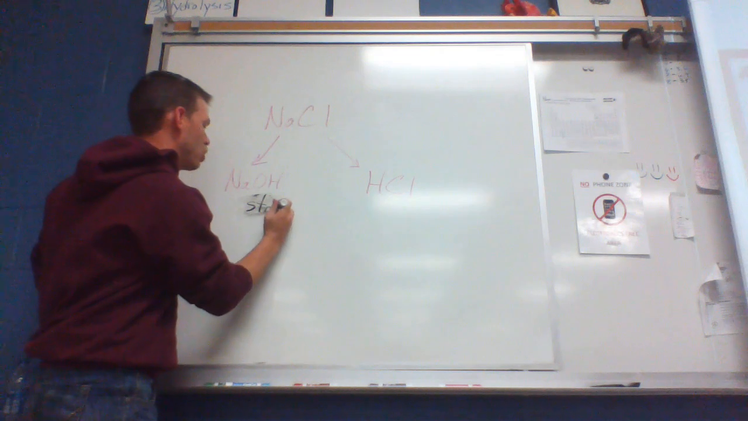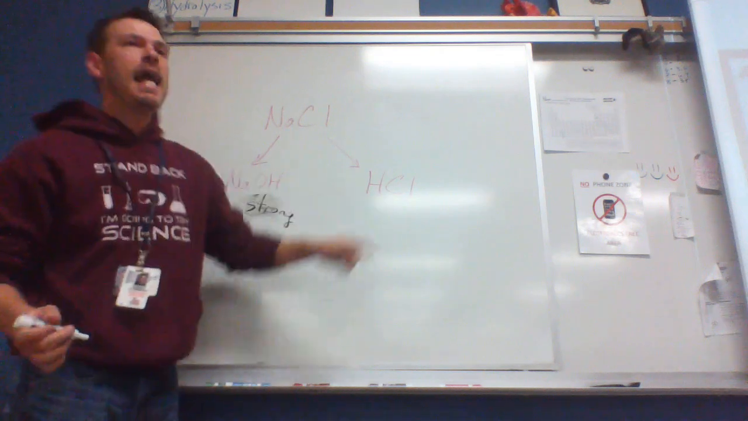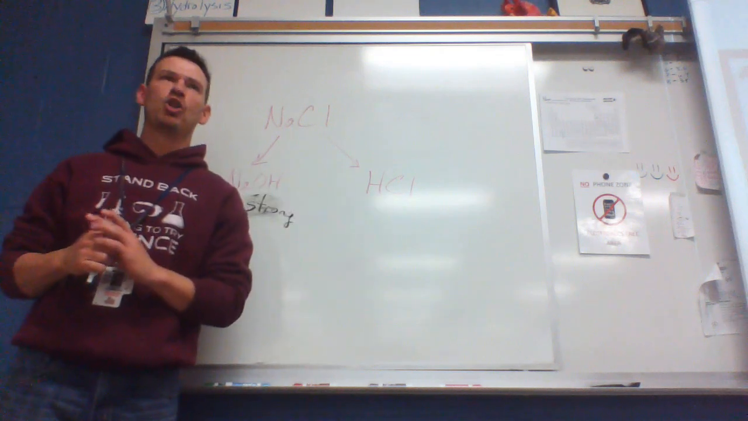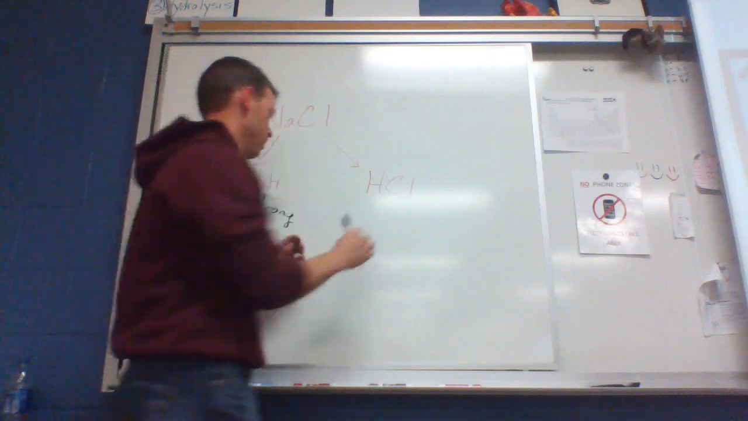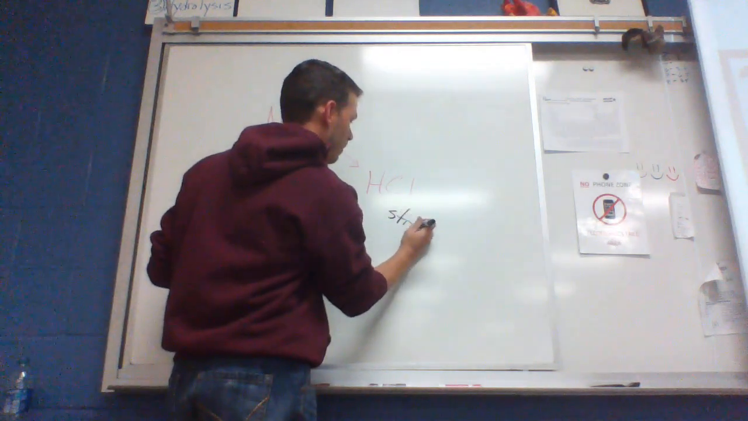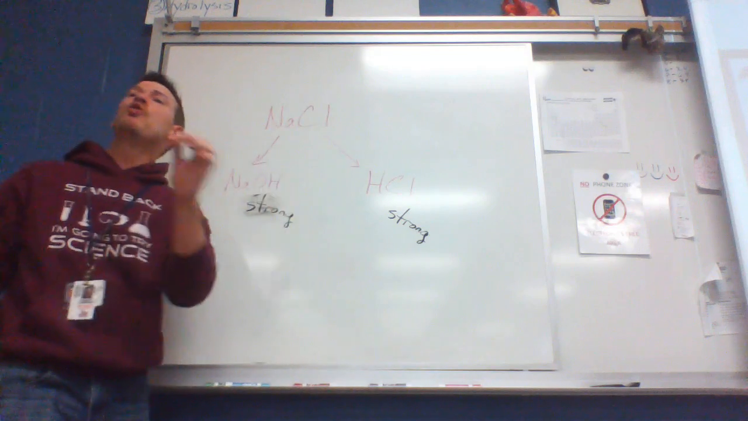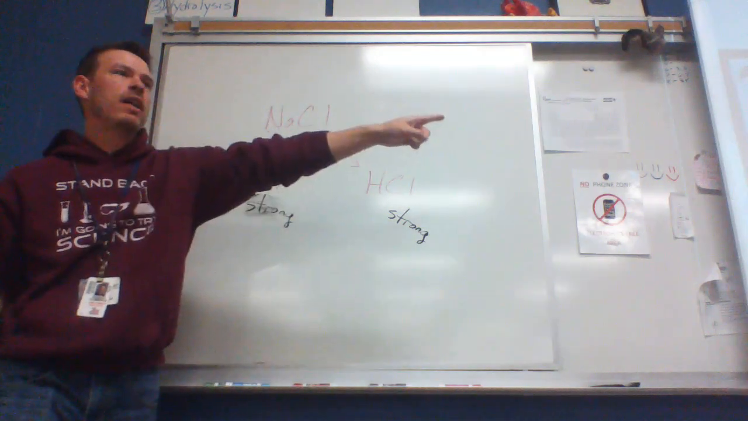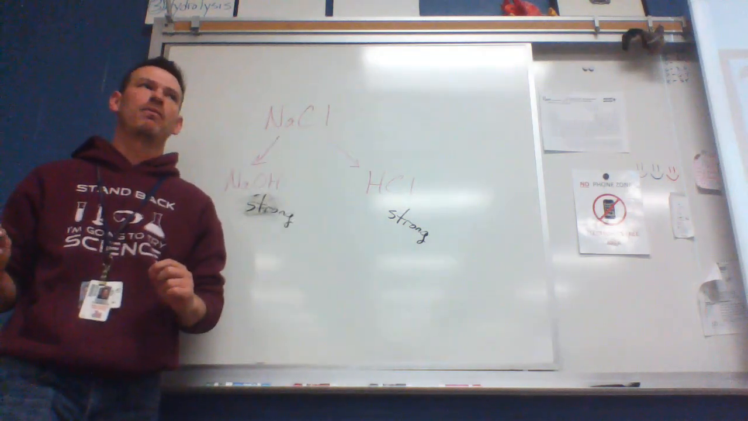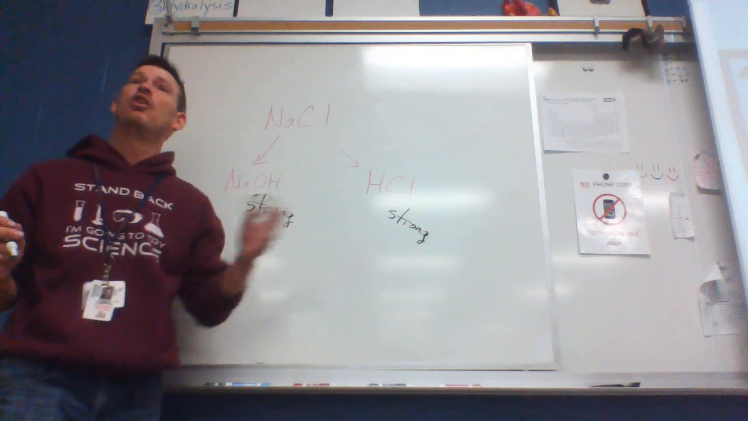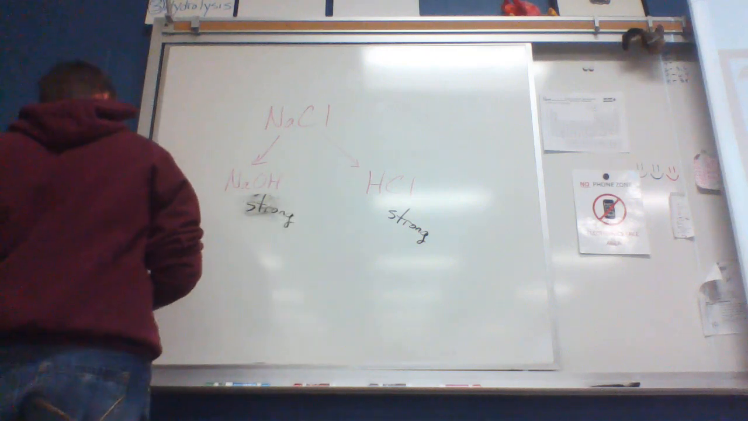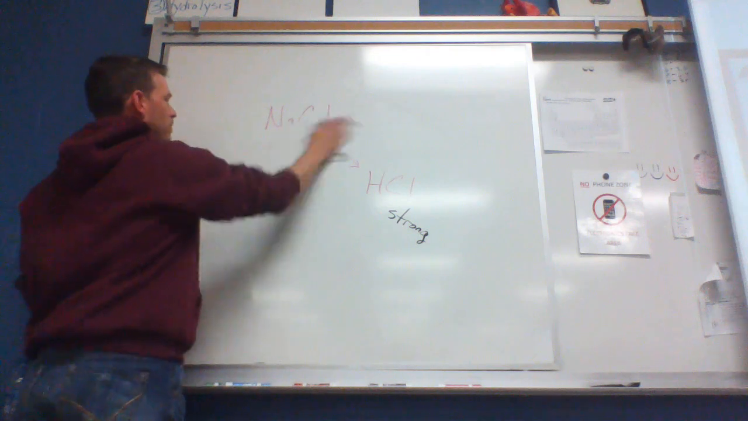Strong. Is HCl weak or strong? Strong. If both parents are strong, what can we assume about the resulting pH? It's going to be equal to 7. Neutral, as the screen says. Let's do another one.